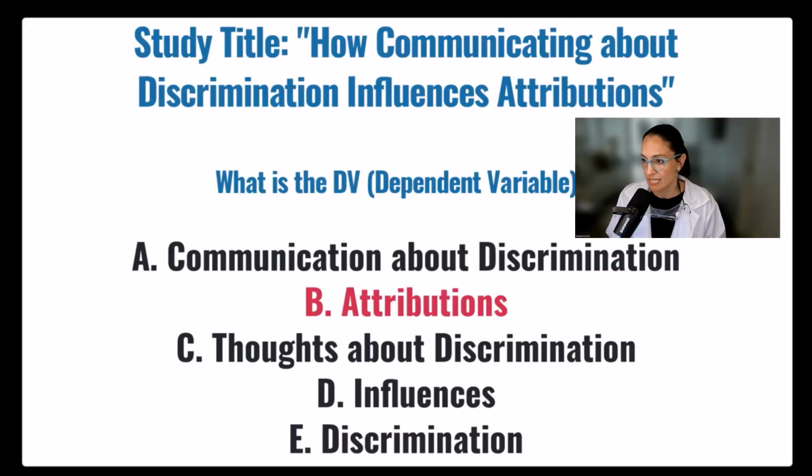So, because in the phrasing of this study title, we can't really tell how variables have been operationalized. We don't know how they're being measured, if they're categorical or continuous. What we can do is just really break this down into what is the influencer and what's the responder. Here, we're looking at the responsive attributions to the influence of communicating about discrimination. So, we know our dependent variable is the attributions that are being measured.